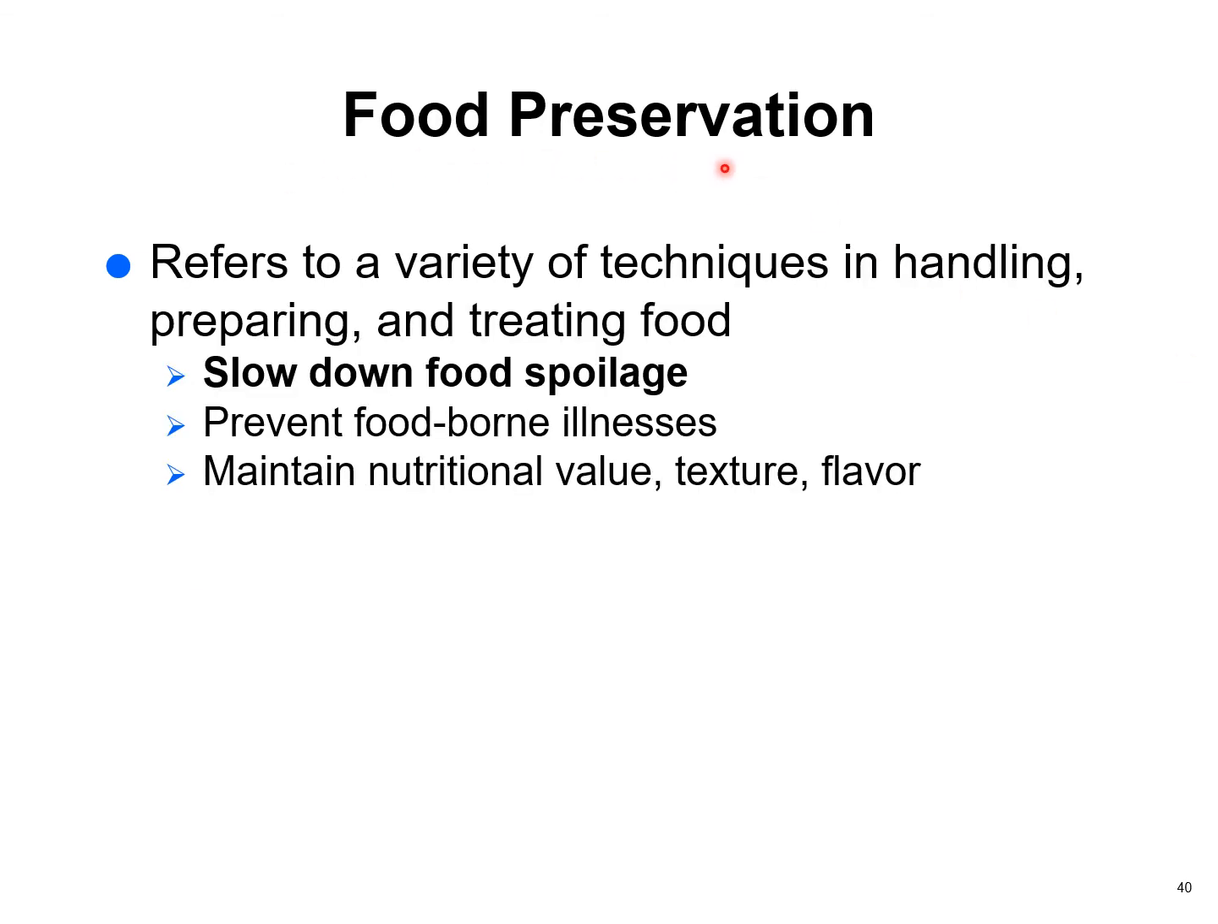Food preservation. Many techniques are used to prepare food, treat food, slow down spoilage, prevent foodborne illness, and still make the food have its nutritional value. A lot of things you can lose most of their vitamins. Cooking at high temperatures, you lose a lot of your vitamins. You certainly lose the texture and flavor, but you can still eat them next winter.